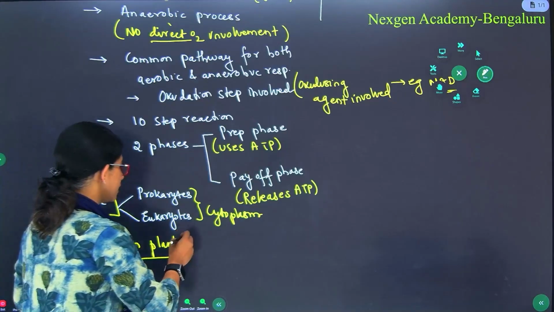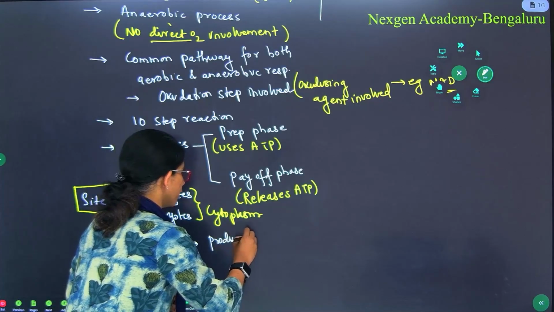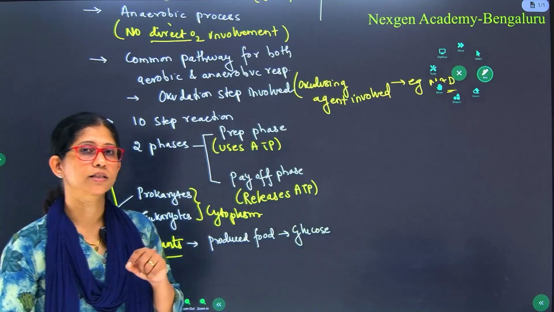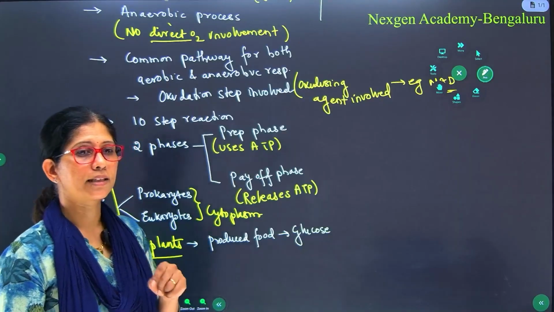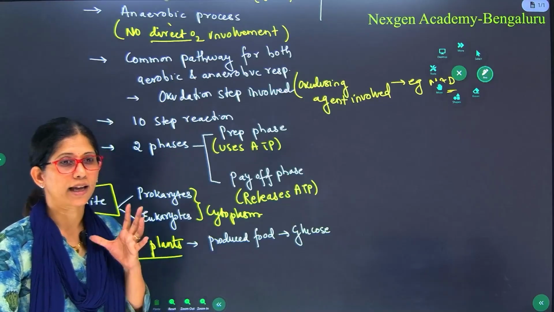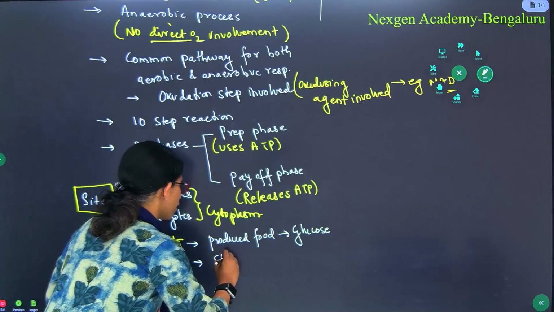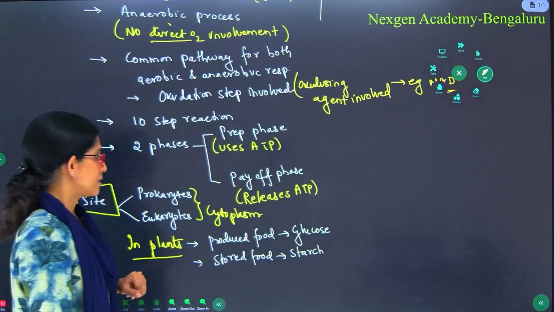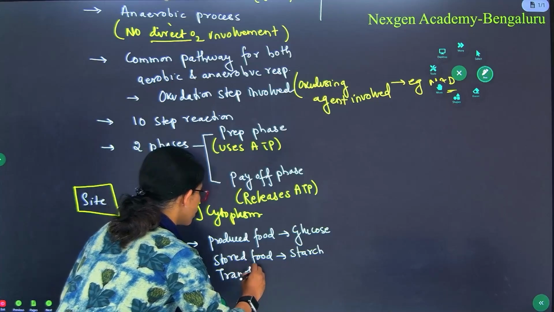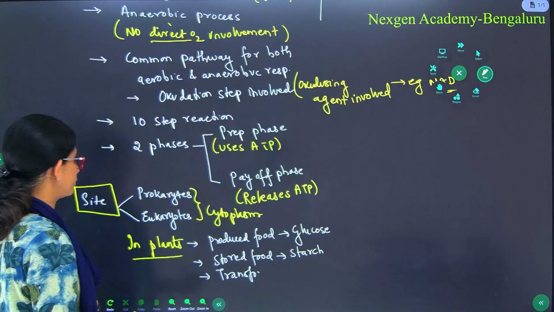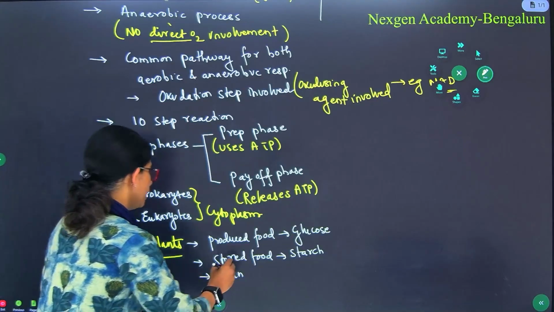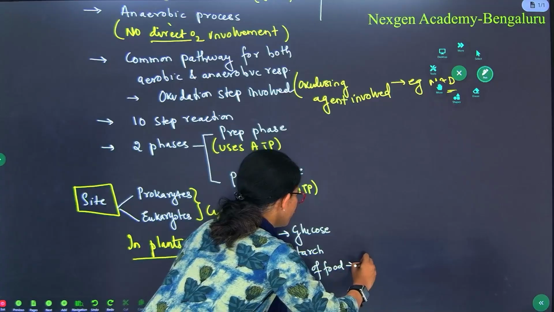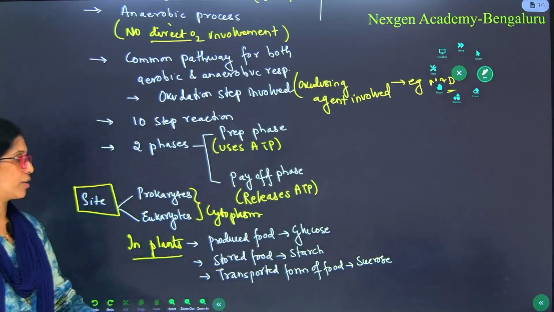Now in plants, the produced food is always in the form of which compound? Glucose. The food that is produced in the plant is in the form of glucose, which you also call photosynthate. Next, stored food. Stored food in the plant is in the form of starch. Similarly, transported food. In which form is the food transported? The transported form of food is sucrose. It is mentioned in your textbook here.